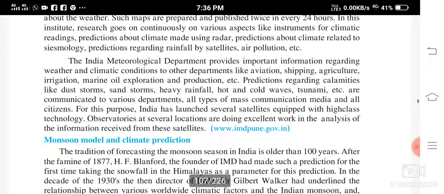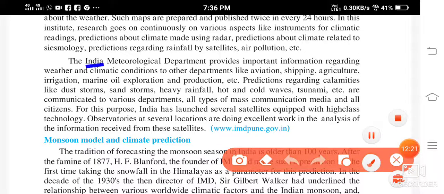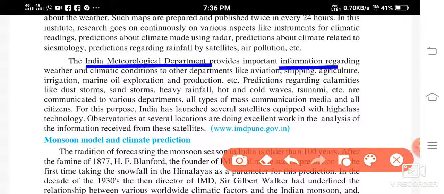Now the India Meteorological Department provides important information regarding weather and climatic conditions to other departments like aviation, shipping, agriculture, irrigation, marine, oil exploration and production, etc. So the department provides information regarding the weather and climatic conditions. To which departments is it going to provide this information?